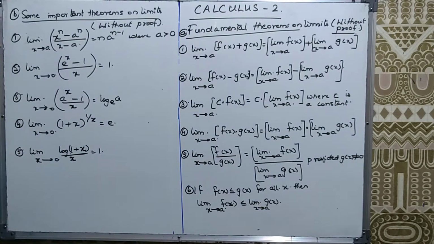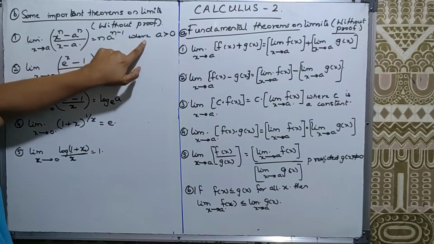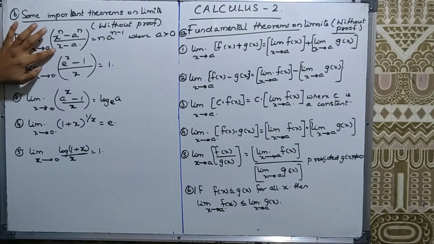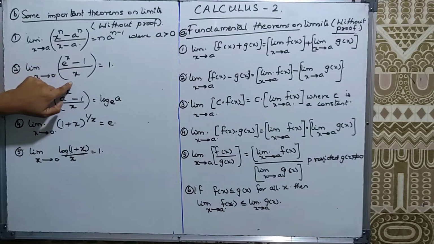This one has formulas you can learn by heart. So limit x tends to a, x raised to n minus a raised to n by x minus a equals n a raised to n minus 1, where a is greater than 0. That means a should not be equal to 0, because then the denominator will not be defined. Again next one, limit x tends to 0, e raised to x minus 1 by x.